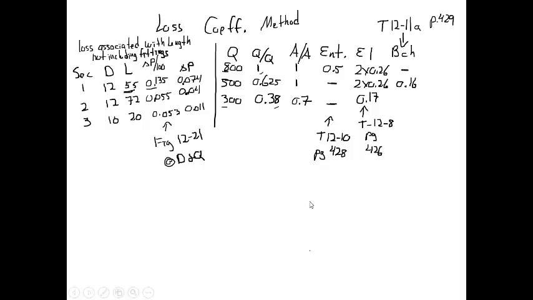Okay, for section 3, it's a branch. So if you look at A over A, you should find for 0.7, for the Q over Q, in that case, it's about 0.4. You should find the intersecting point at about 1.57. Okay?